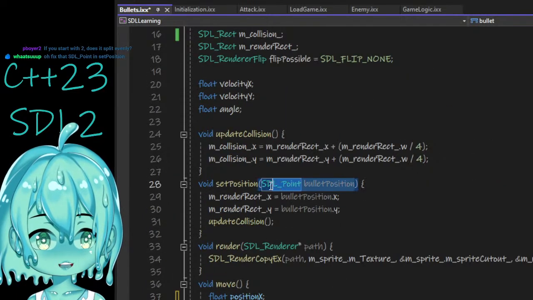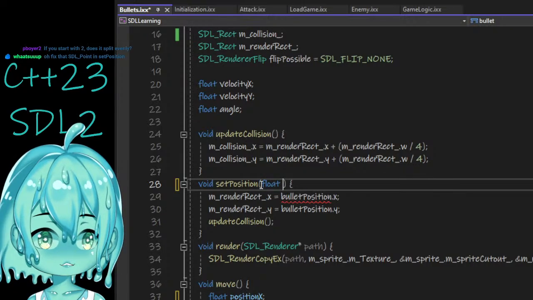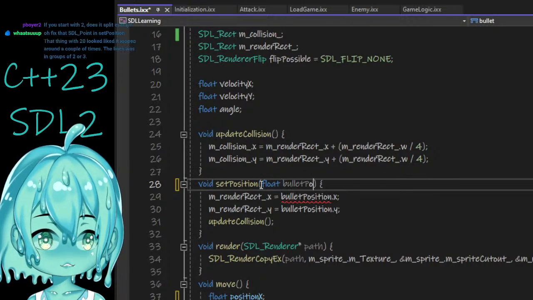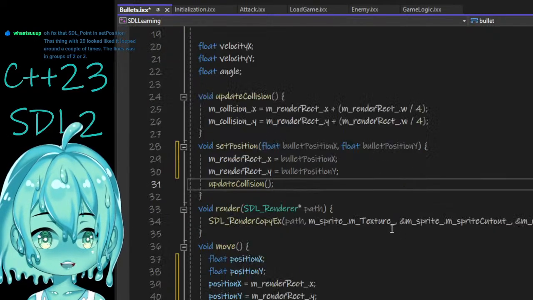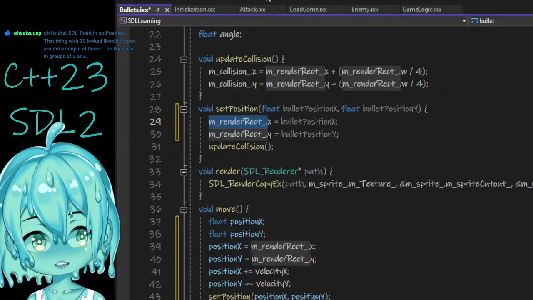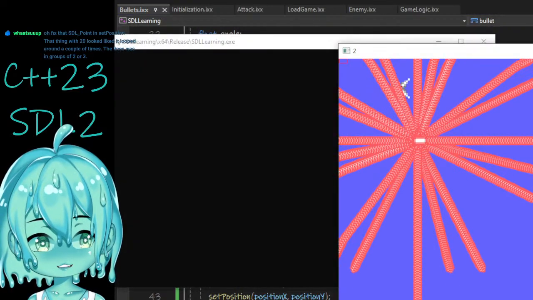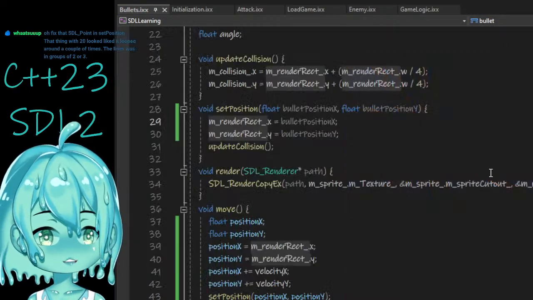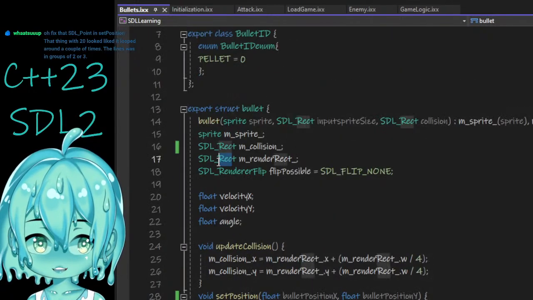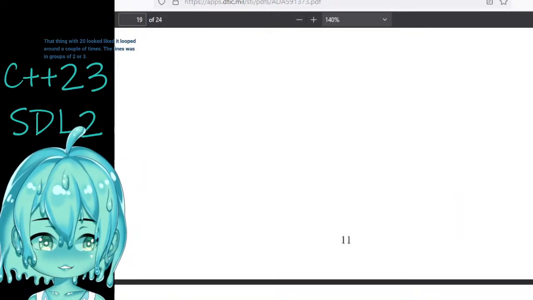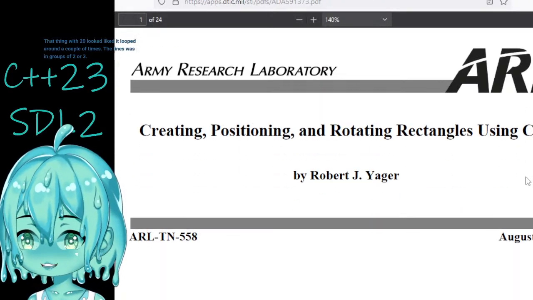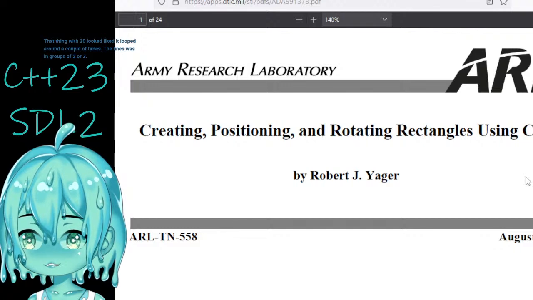Set position is going to take float bullet position X, float bullet position Y. Why didn't we do this before? X, Y. Okay, it doesn't matter because render rectangle is going to change it all to an int though, huh? Yeah, it's the same problem. Okay, well, we solved our Nova issue, but now we need to convert all SDL rects into custom rectangles.